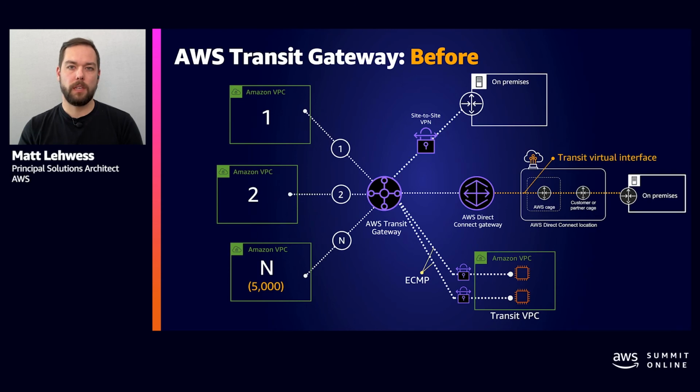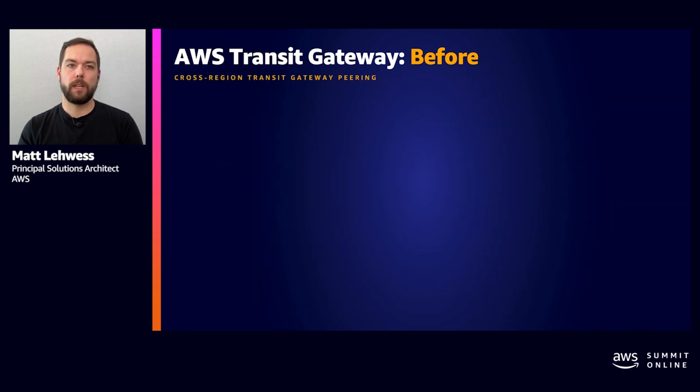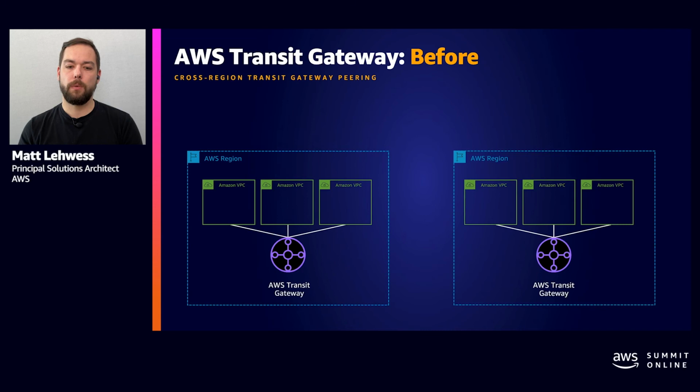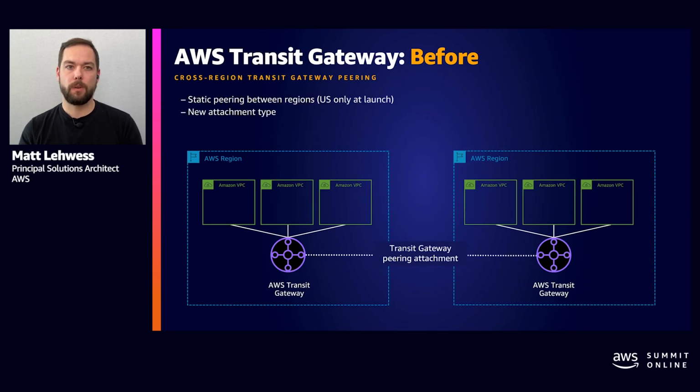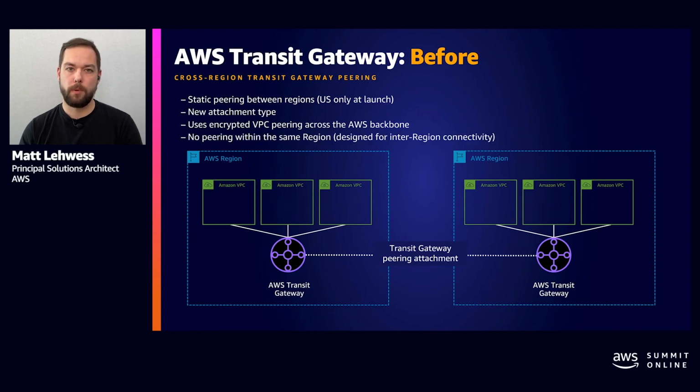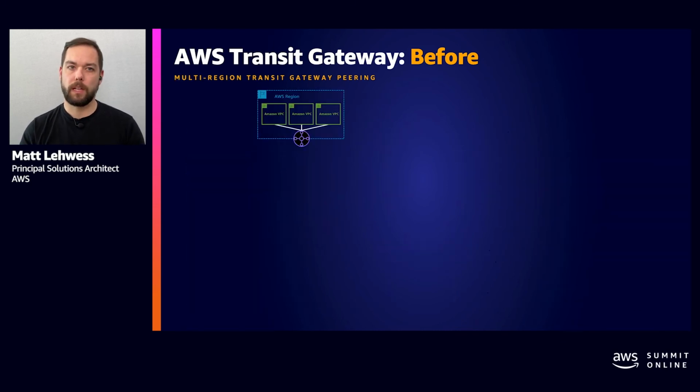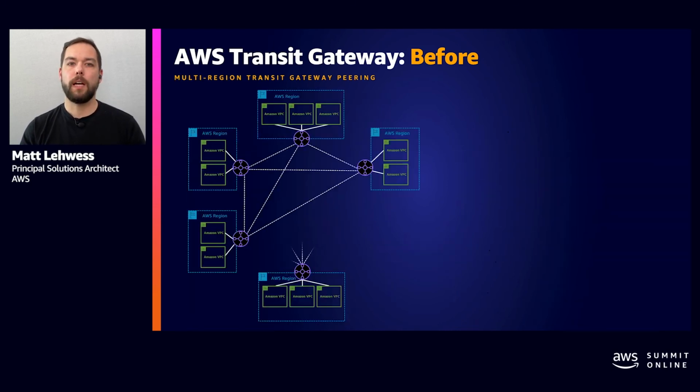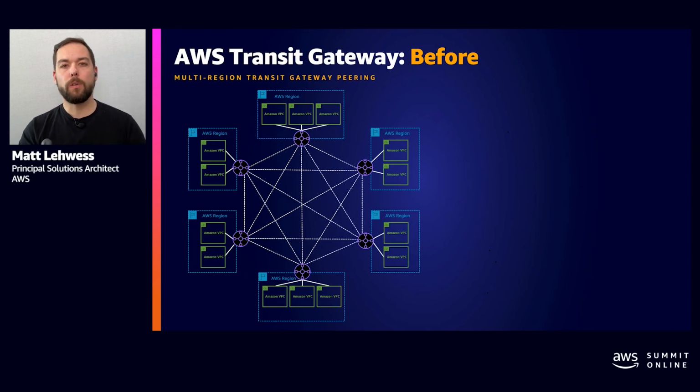Now, what we also did was we released Transit Gateway peering. So here we can essentially attach 2 transit gateways across 2 regions. And so if we just build this out, it's a new attachment type. It uses cross-region peering encryption. So these connections are encrypted across the AWS backbone. You can't peer within the same region though. This is really built for cross-region peering. And so what we can essentially do now is we can peer all of these regions together.